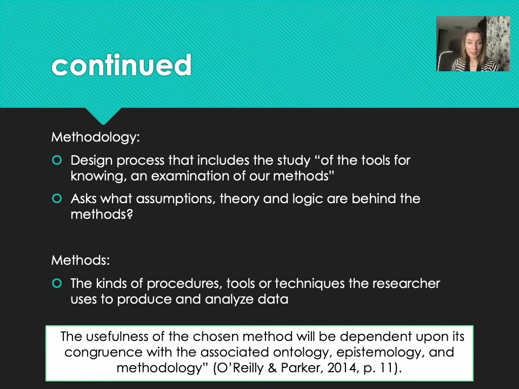ontology was about what reality is and what can be known about it. Epistemology was, okay, what is knowledge then? How do you know what you know? How do you know it? These are philosophical stances on that area of knowledge. And methodology is that stance of saying, okay, we have the ontology and epistemology, but methodology is how you're going to assess it. It's the tools of knowing.